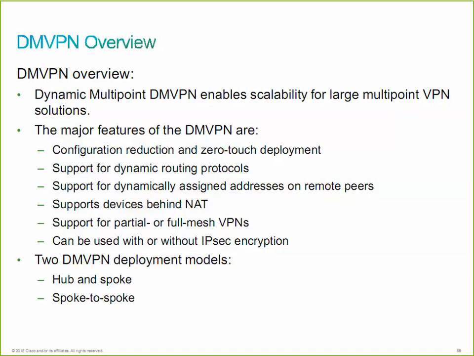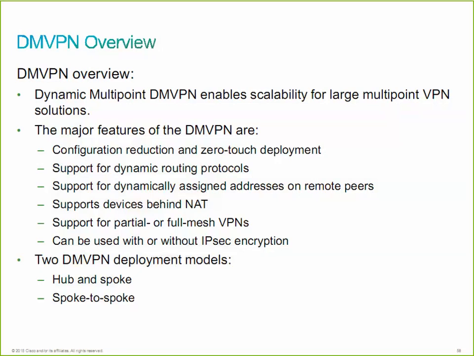DMVPN enables spoke routers to have dynamic IP addresses because we're using the NHRP protocol to register those IP addresses of the spoke routers with the hub routers. So we don't have to have static configurations on the hub. We still have static configurations on each of the spokes to point to the hub, or multiple hubs if we have redundancy. But on the hub, we dynamically learn what the spokes look like.